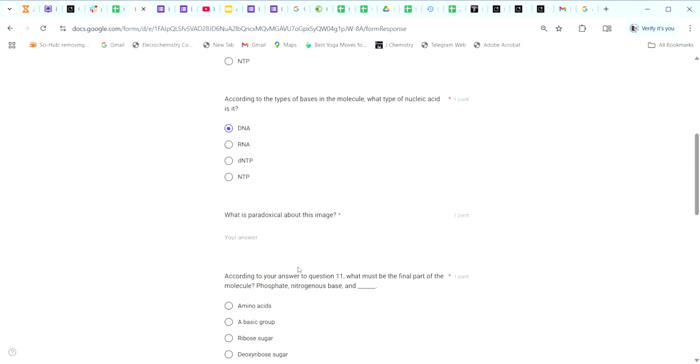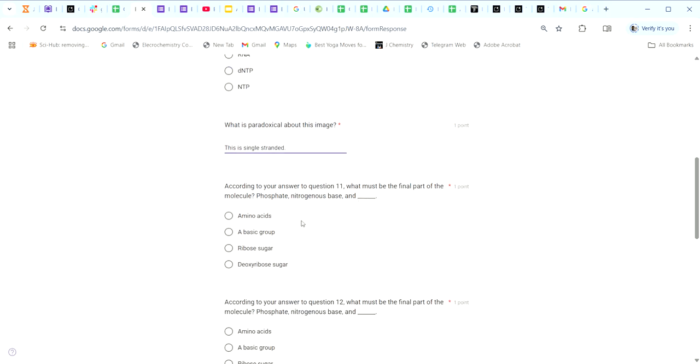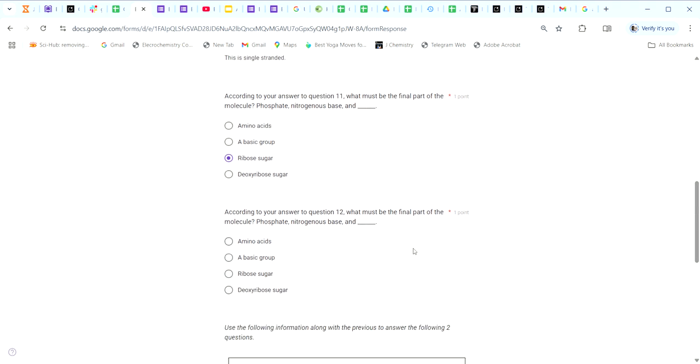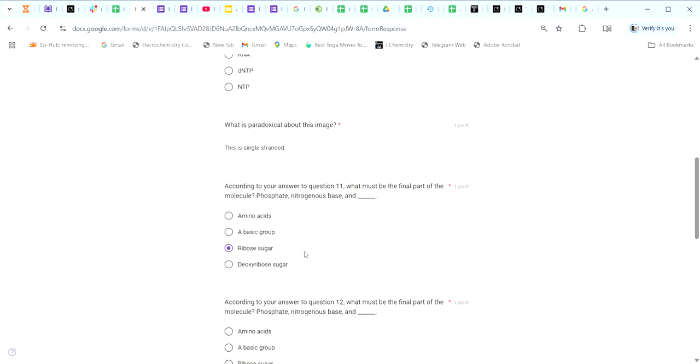What is the paradox about this image? This is single stranded. According to the answer to the question, what must be the final part of the molecule? Phosphate, nitrogen base, and ribose sugar. According to your answer, what is the final part? First I gave RNA and then DNA, deoxyribose sugar.